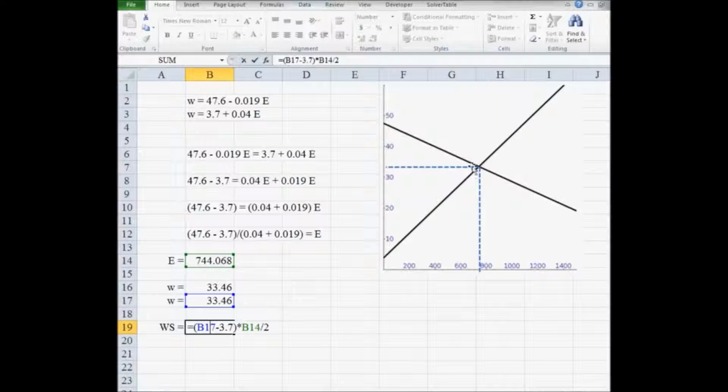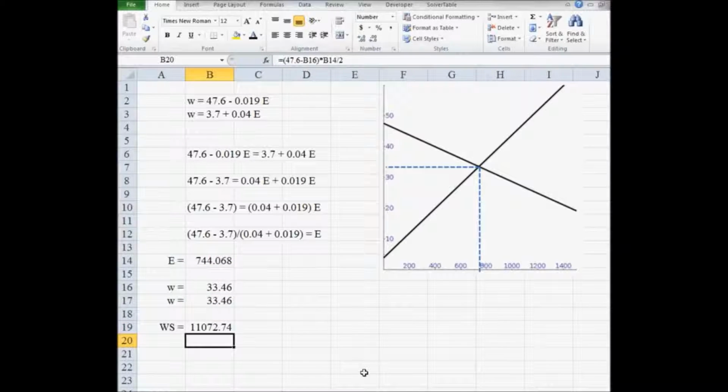To calculate the area of this triangle, the base of the triangle is from the equilibrium wage to the intercept of supply. So B17 is the equilibrium wage, that height. 3.7 is this value, the intercept of supply. And then we multiply that by the height of the triangle, which is the equilibrium quantity. We divide that product by 2. And we get a worker surplus of $11,072.74.